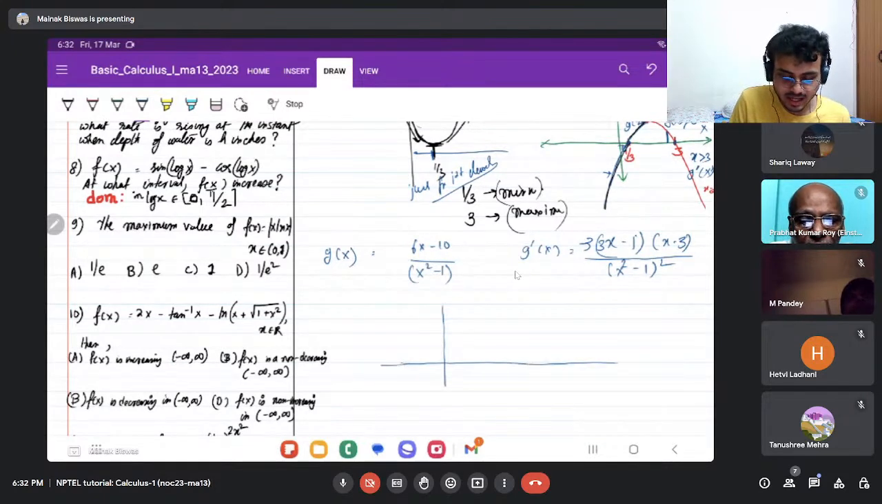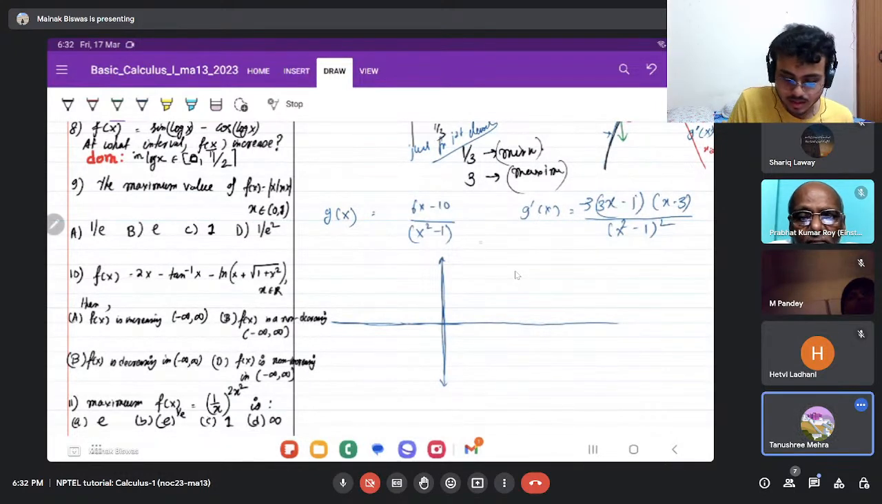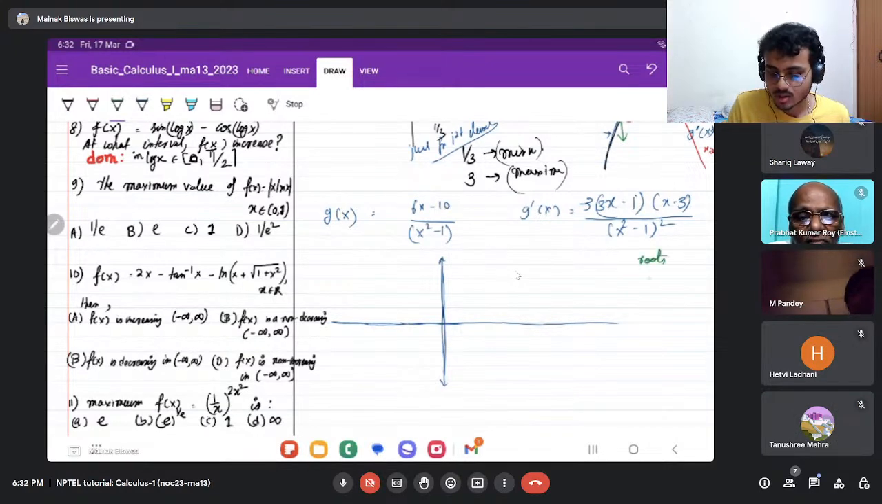do you agree that at x equal to infinity this function will go to 0? Yes, sir. Similarly, at x equal to minus infinity it will also go to 0? Yes. Limit. So what did we discuss? We discussed roots of g of x, infinity, minus infinity. These are the points that are important to draw a curve, and roots of g dash x.